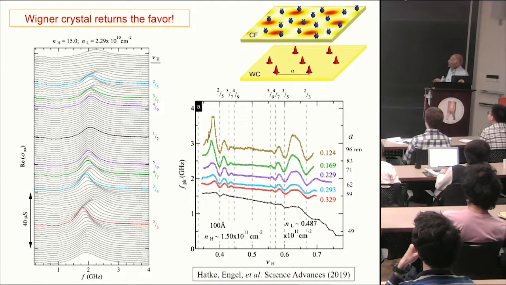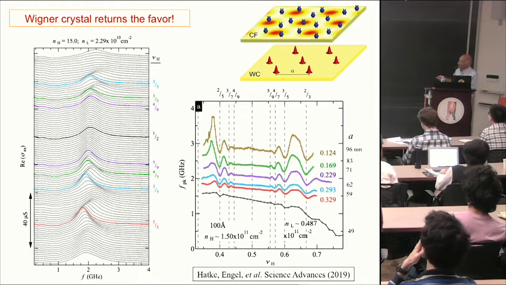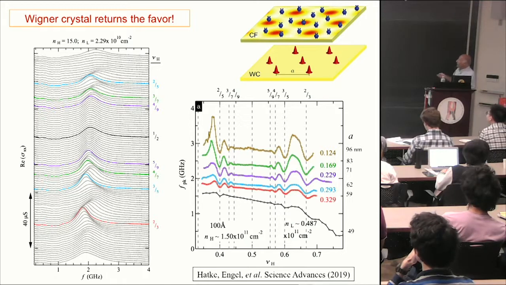And then this shows you that the Wigner crystal returns the favor. So the Wigner crystal essentially dances to the tune of the composite fermions. The way you can probe that is through an experiment done in collaboration with Lloyd Engel. This just came out a couple of months ago. What Lloyd and Anthony Hatke, his postdoc, did is to look at microwave resonances.